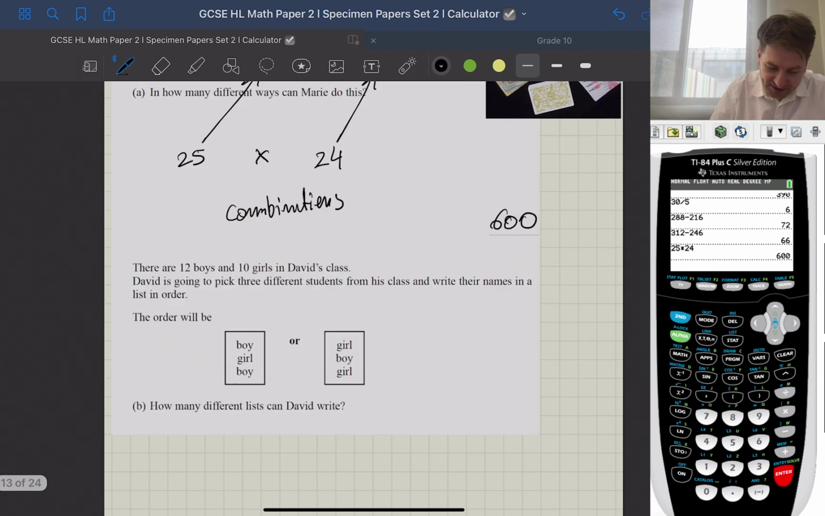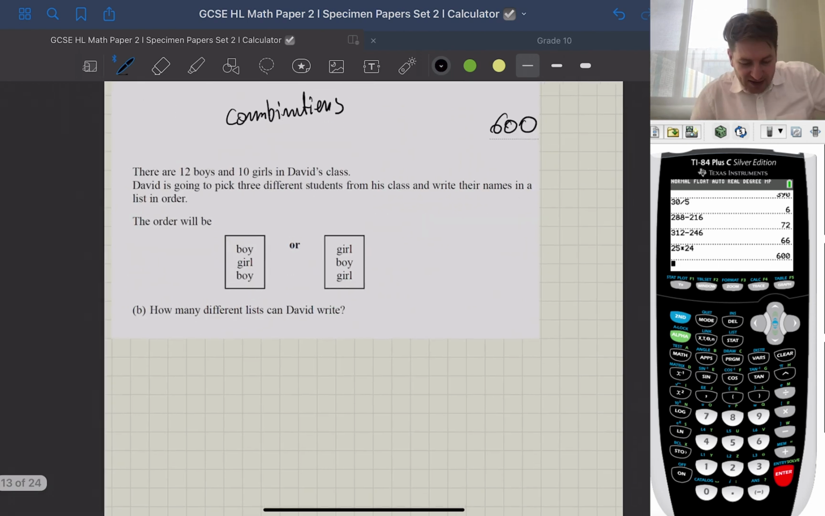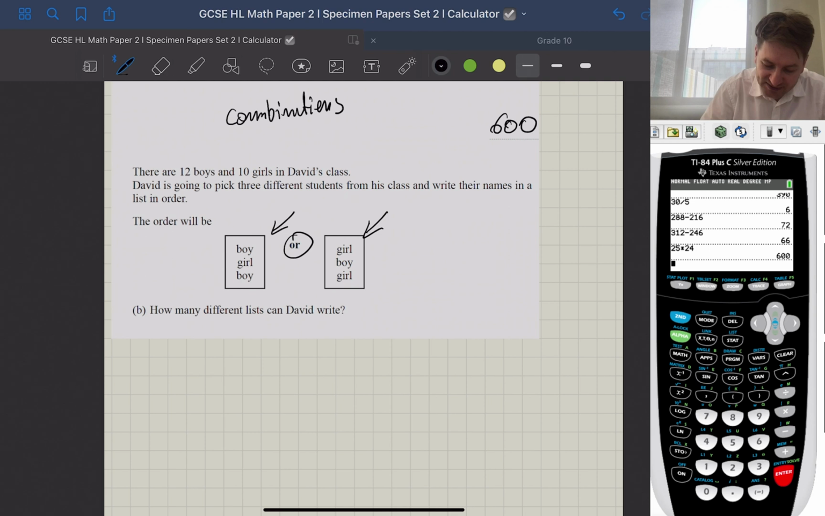All right, next one. There are 12 boys and 10 girls in David's class. He is going to pick 3 different students from his class and write their names in a list in the order that you see over here or over here. Now remember, when it comes to probability, or means plus. So keep that in mind. There's going to be some sort of plus there. How many different lists can David write?